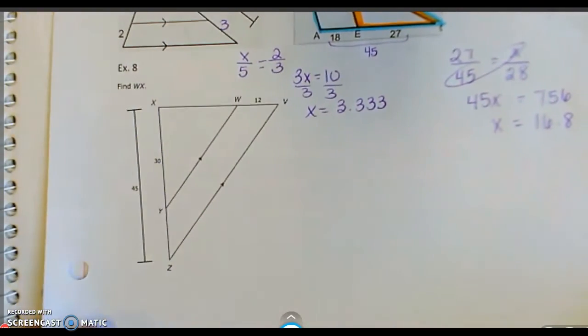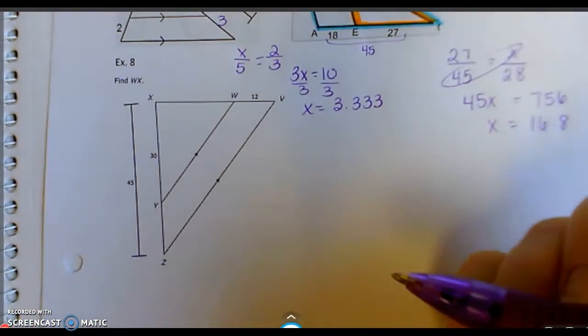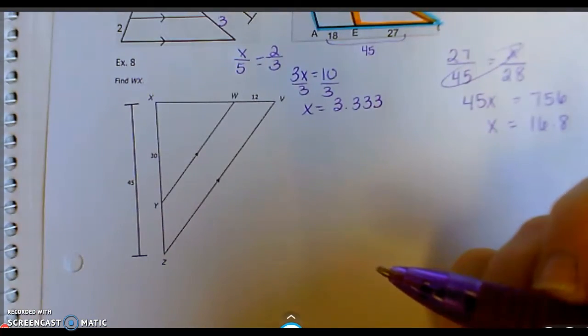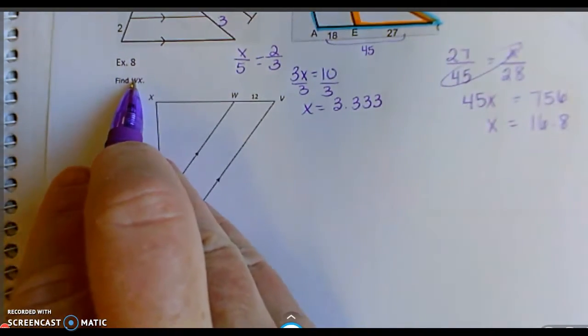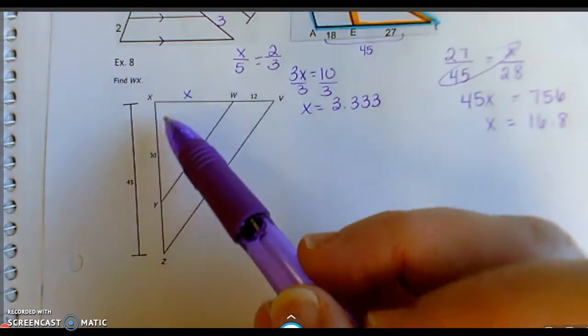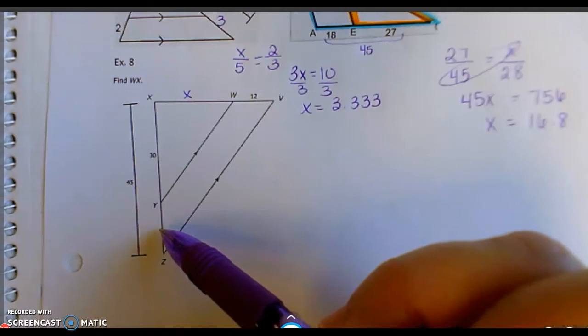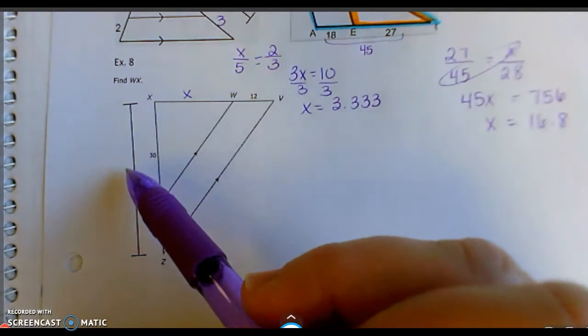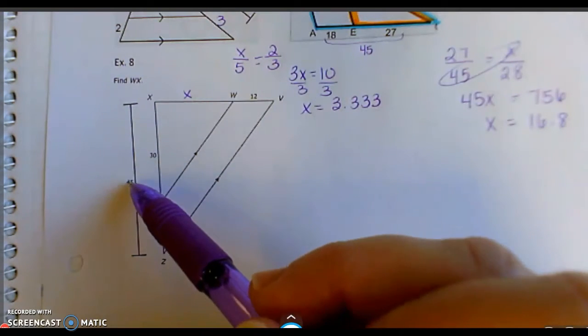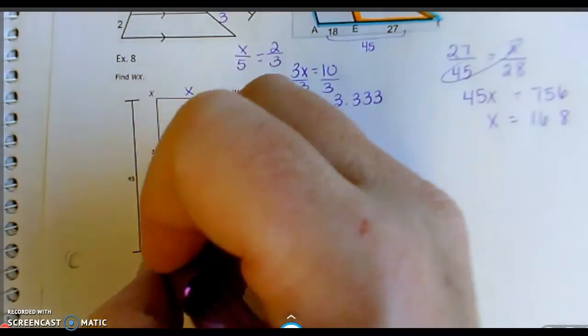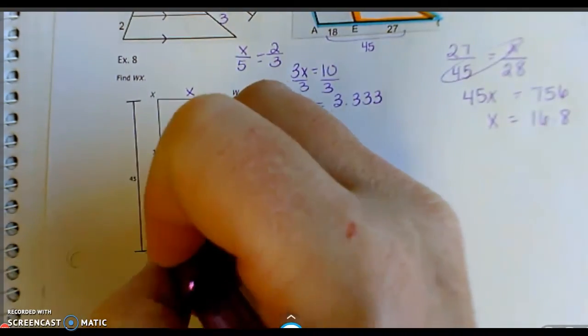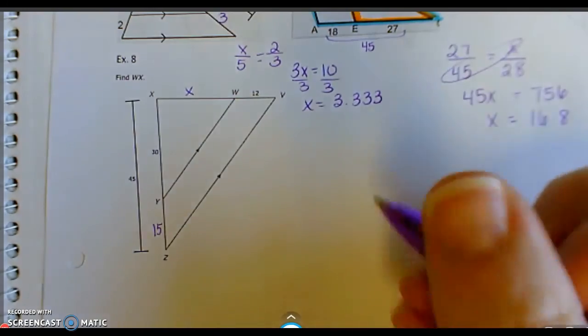Okay, example 8. So let's look at the information here. It says for us to find WX, so that means I'm trying to find this part right here. That's good that I have 30 over here. I have a 12 there. That means I really need to know what this is. Well, if this whole side is 45, I can subtract 45 and 30, which is 15, which will give me that little part there. And then I can solve.